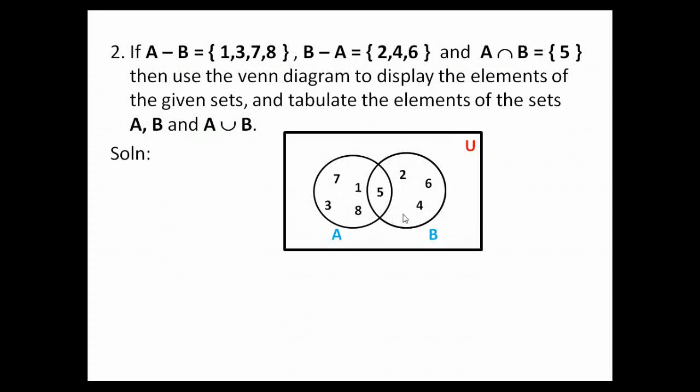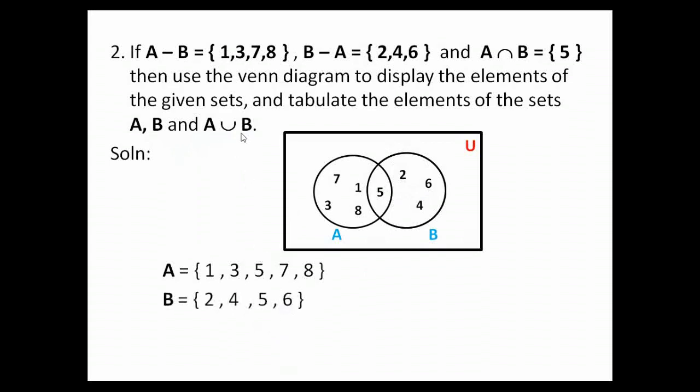Now we have got the Venn diagram. Now we can easily interpret the Venn diagram to find out the elements of set A, B and A union B. Let's find it. So set A will be 1, 3, 5, 7 and 8. See, set A will include the elements 1, 3, 5, 7 and 8. What will be set B? This will be the set B. 2, 4, 5 and 6 will be the elements of set B.